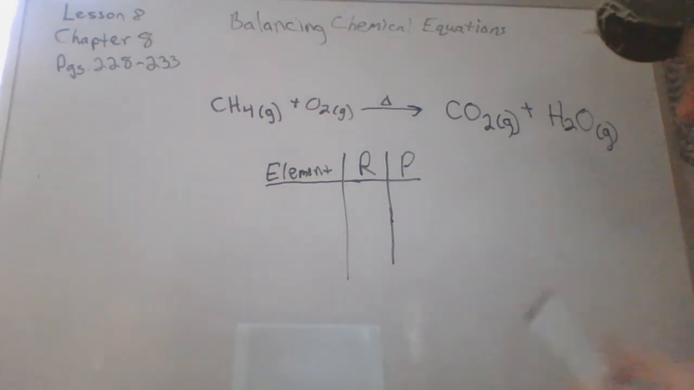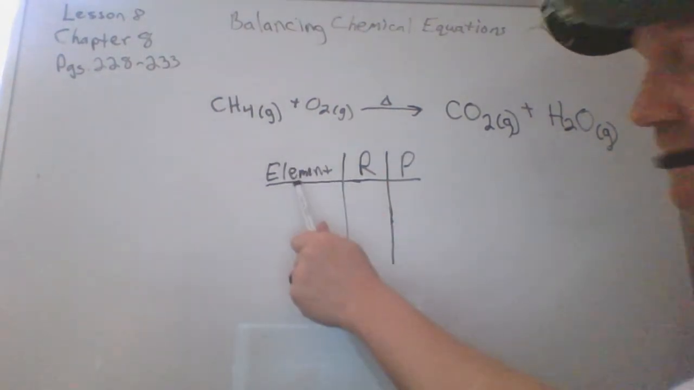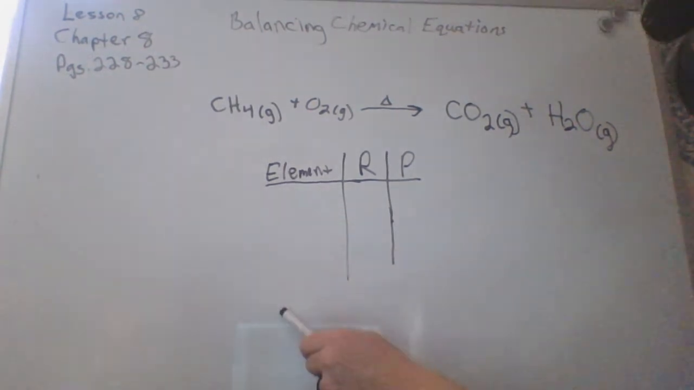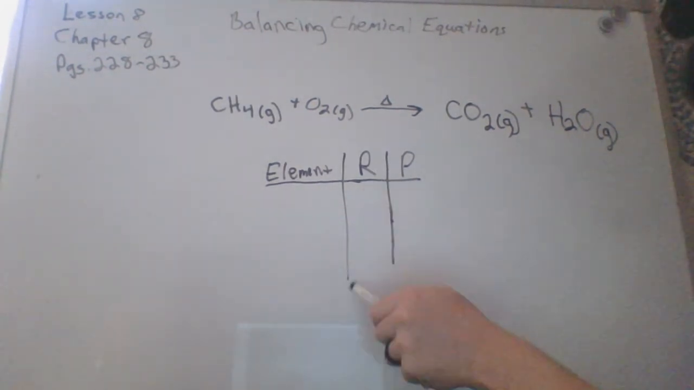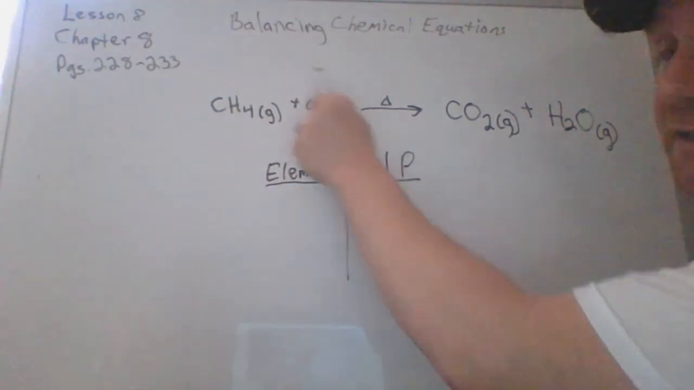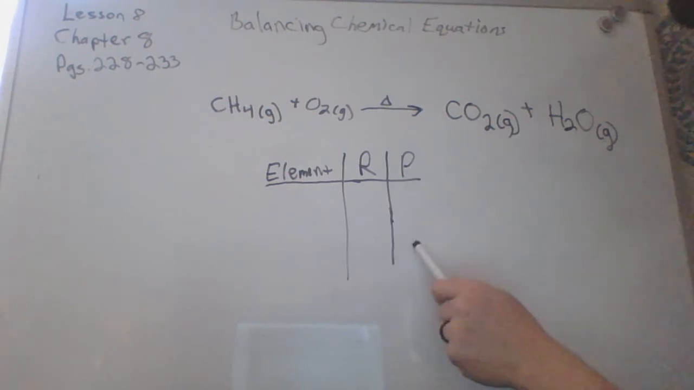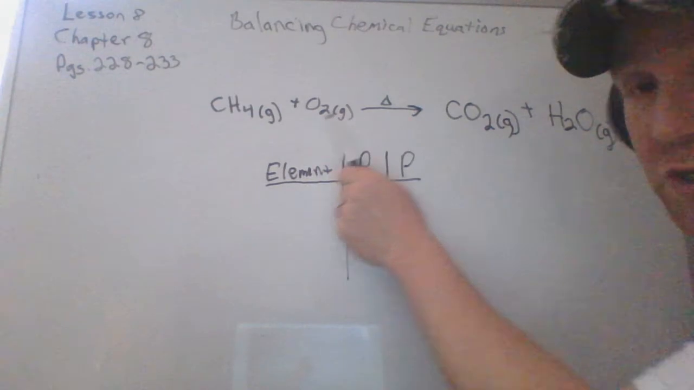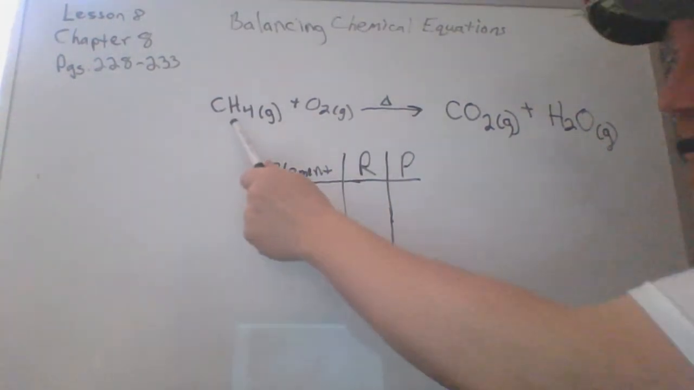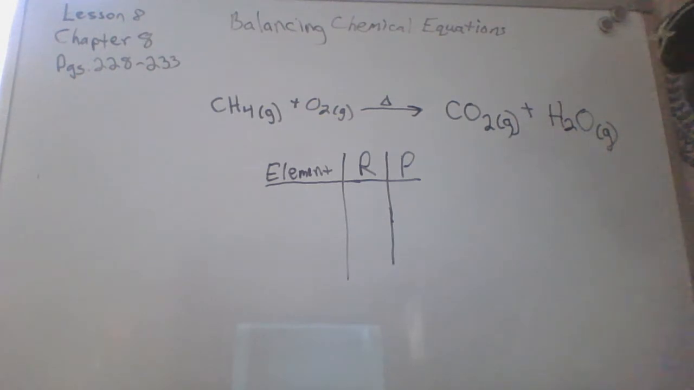There are three. If you're wondering what this table is that I've created, it says element, and we're going to list the elements. R is going to stand for how many of them there are on the reactant side. This entire left side is the reactant side. And the P, of course, is going to stand for the product side. It doesn't matter which order we list the elements, but let's just go from left to right. And every time we see a new element, we'll write it down.